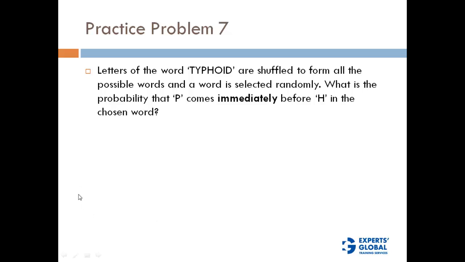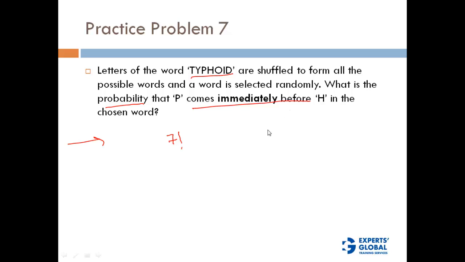Now let's look at this one, an extension of the earlier problem. Please give it a try. Same letters, the word typhoid needs to be arranged. We have seen that it can be arranged in 7 factorial ways. What is the probability that P comes immediately before H in the chosen word?